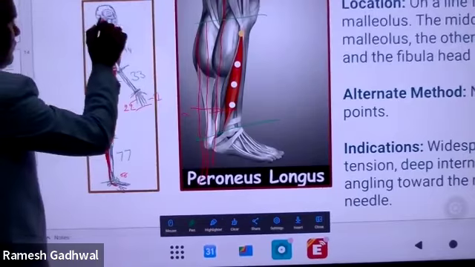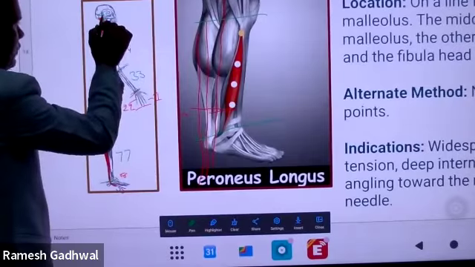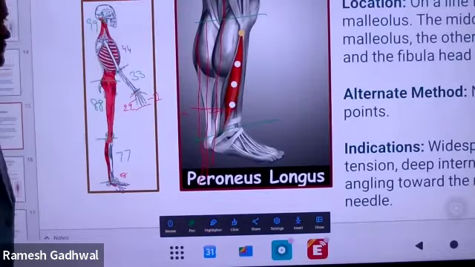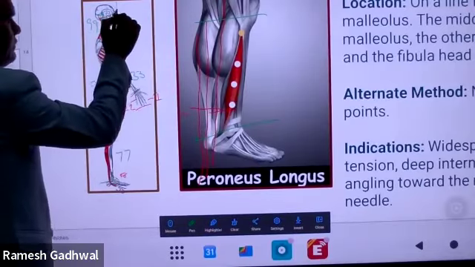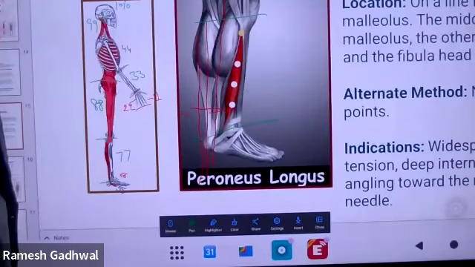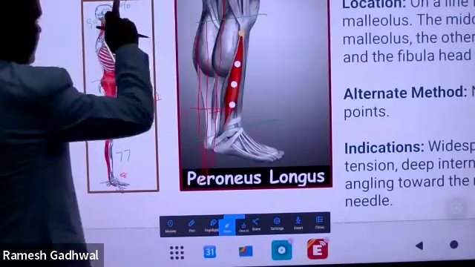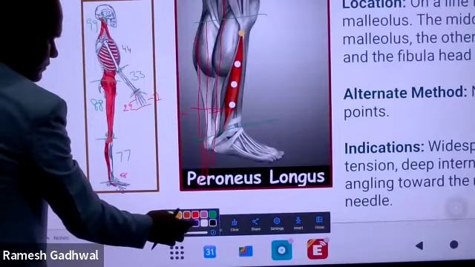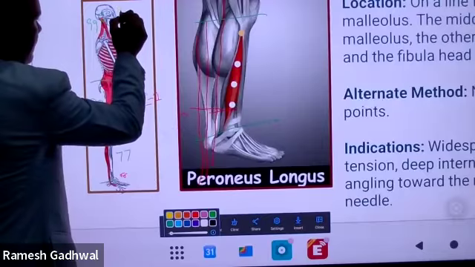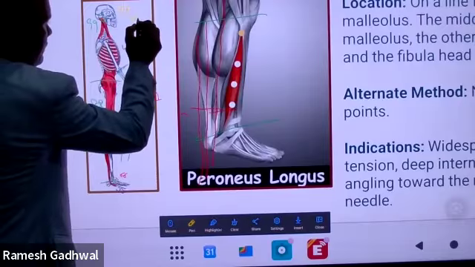Then the ear, 99. Then head and face, 1010.